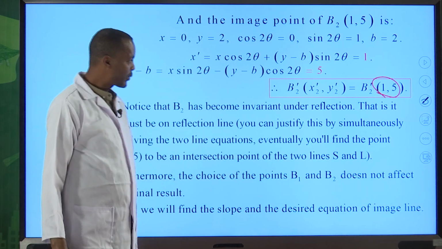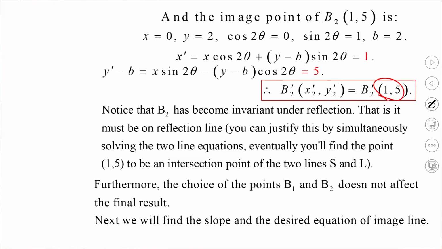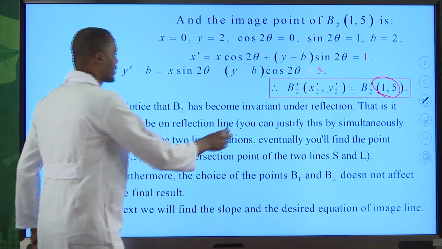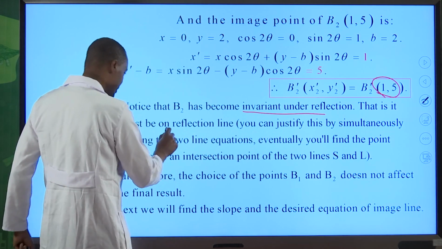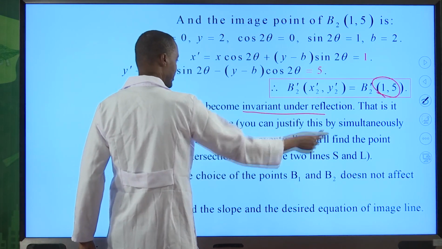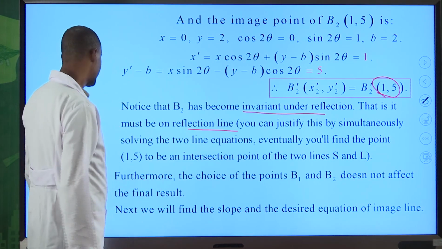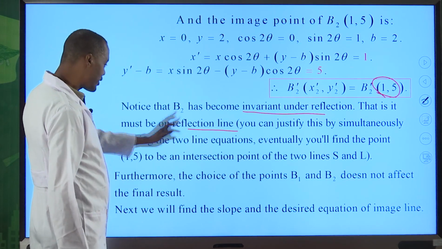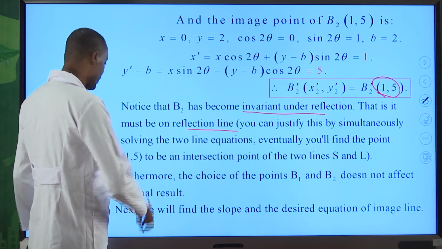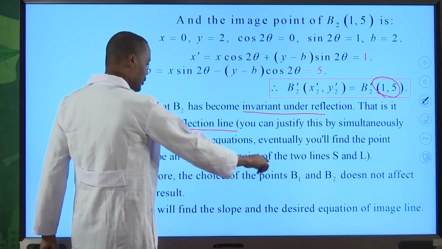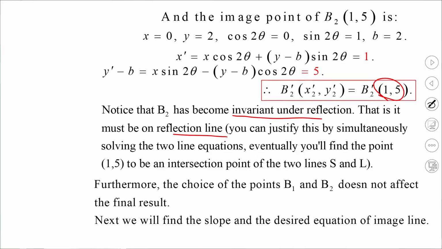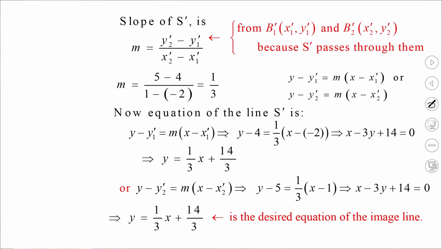By the way, if we get this kind of point, it means that point is invariant under reflection. That is, it must be on the reflection line. You can justify this by simultaneously solving the two equations, and eventually you will find the point 1, 5 to be the intersection point of the two lines. Furthermore, the choice of the points B1 and B2 does not affect our final result. It is up to you to pick any two points, and finally you will get the same result.